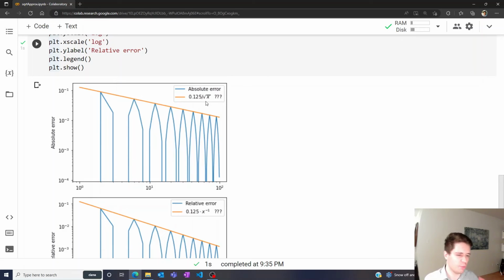And that's just something I found by just playing around with these values here. I couldn't actually really derive why it has to be 1/8 divided by the square root of x. So maybe you can take a look at the formulas and figure that out for yourself.